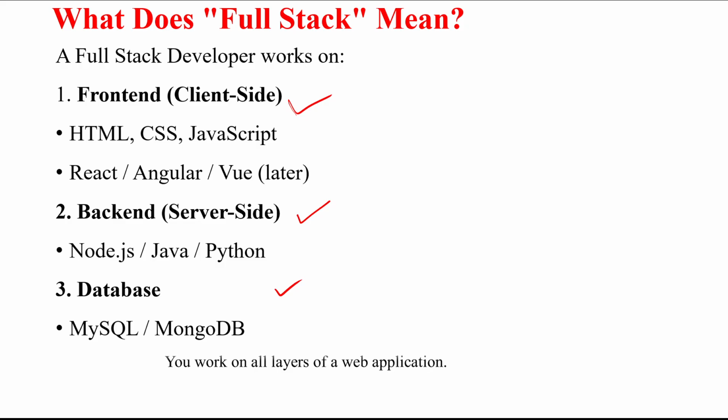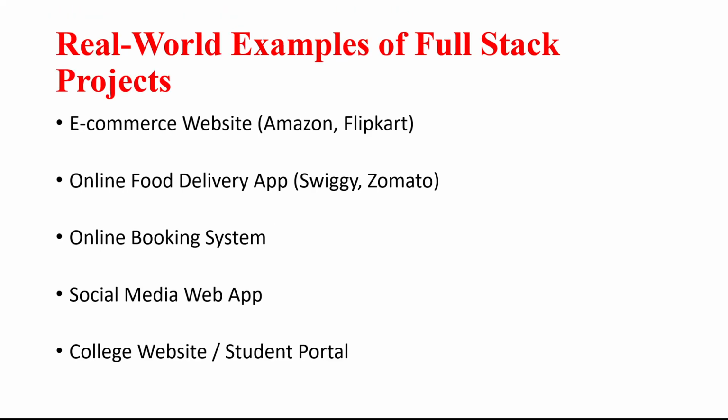So you can compare a web application with a restaurant. The front end is like the dining area customers can see. The back end is like the kitchen where food preparation happens. And the database is like the storage where ingredients and records are maintained. So that is what a full stack actually means.